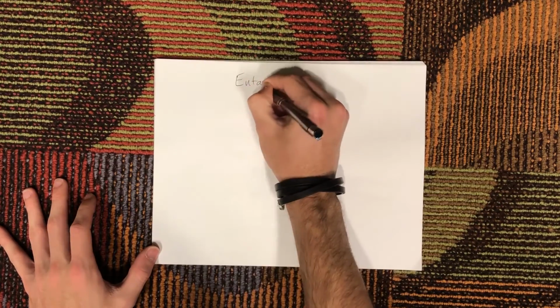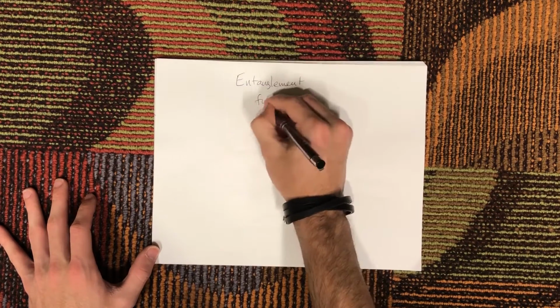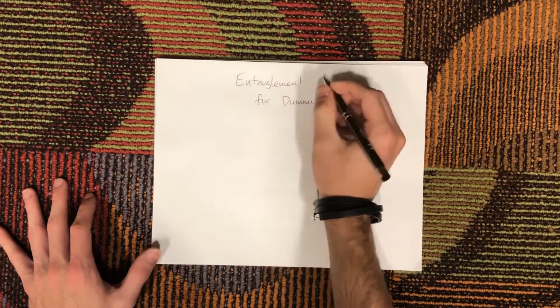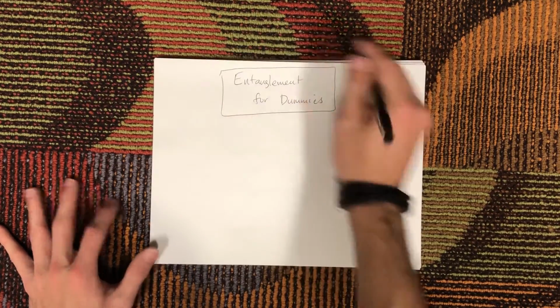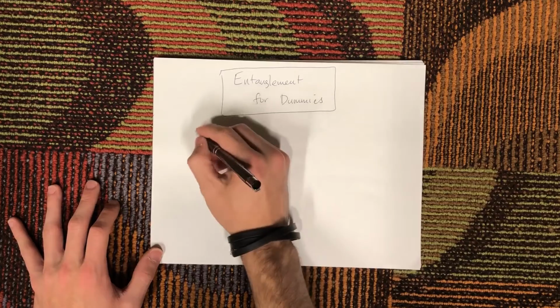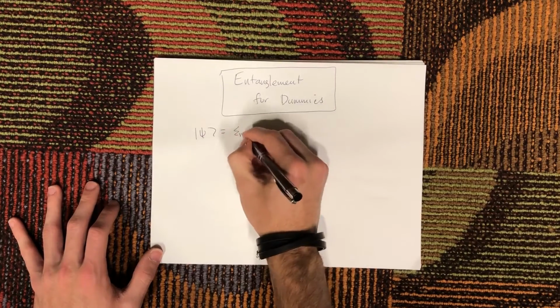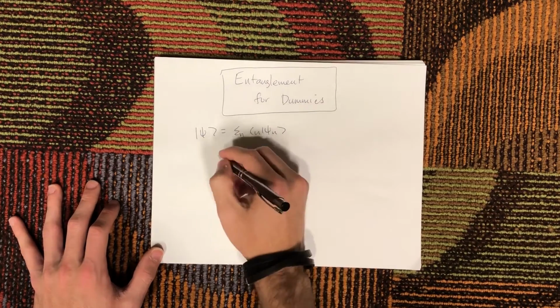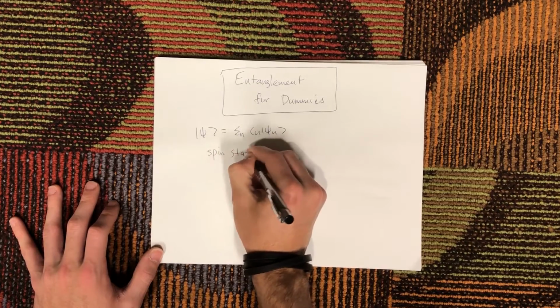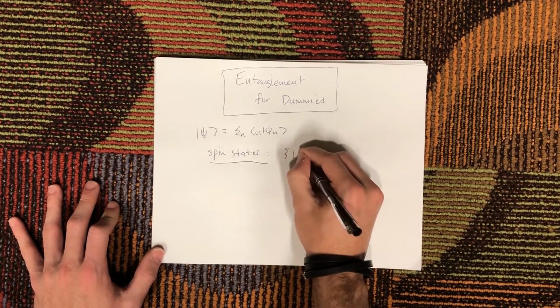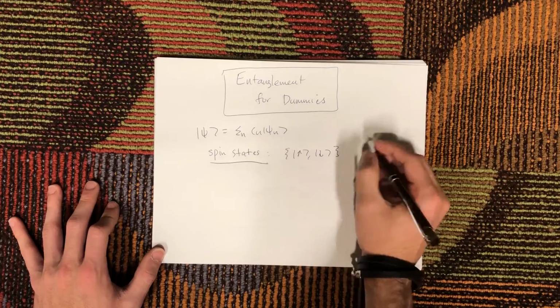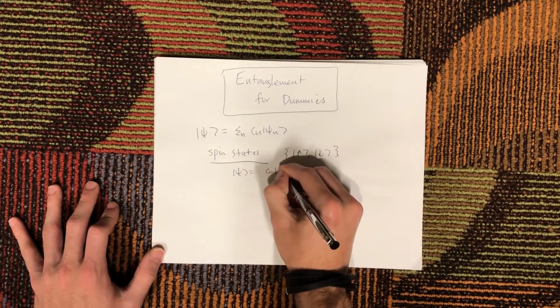Here we're going to do a lightning review of quantum entanglement, and I'm just going to cover the very basics. So consider just one spin system, like an electron. An electron can either have spin up or spin down. And then in quantum mechanics, any state psi can be written as a superposition of these up and down states with some coefficients C0 and C1.